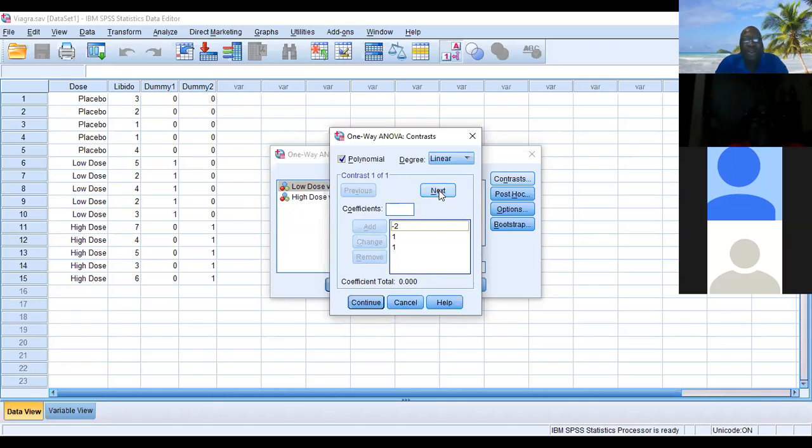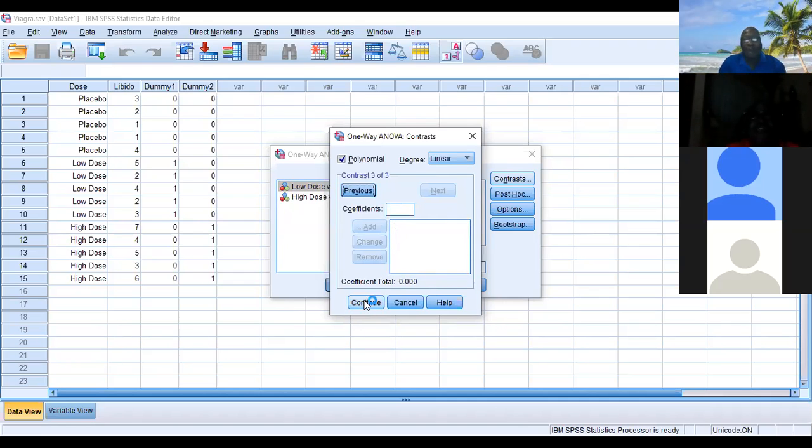So I'll go to next. Now the next one is contrast 2. Placebo is 0 for contrast 2. So I'll add 0. Then the next one, the low dose, is -1 for contrast 2. Then the other one is 1. Add it. So are we done? Yes, we are finished.